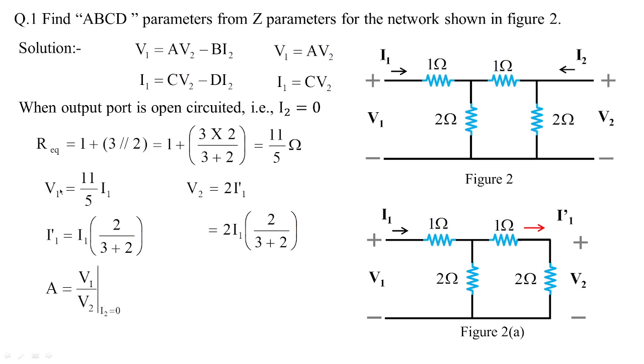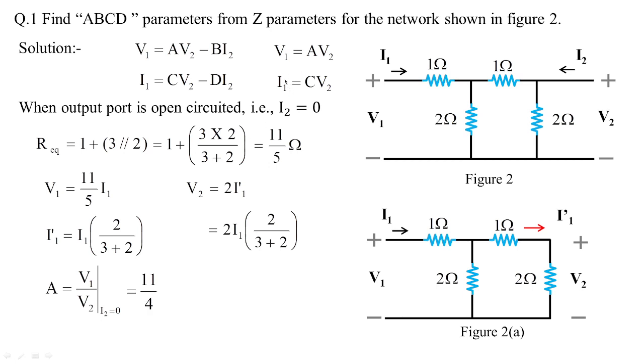Hence we get V1 by V2. Just take these two equations: V1 is 11 by 5 I1, and V2 we got as 4 I1 by 5. Take these two ratios and we get the value of A, which is equal to 11 by 4. It's a reverse voltage gain, and voltage gain doesn't have any units. So A is equal to 11 by 4.